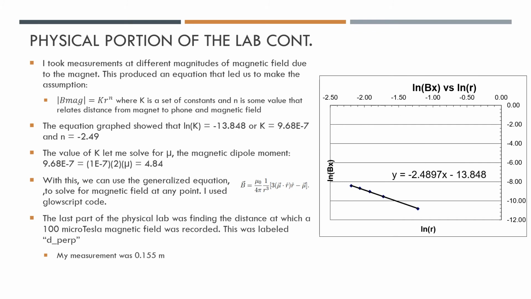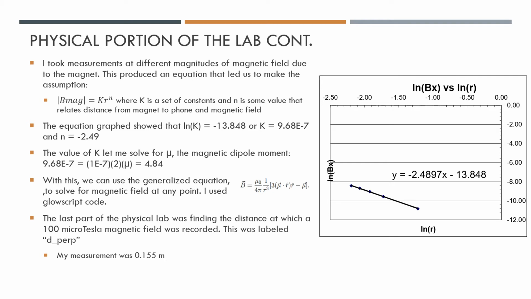To continue with the physical portion of the lab, we move into the more calculation-based side. At the beginning, I took measurements at different magnitudes of magnetic field due to the magnet. That's the only thing in the X direction, and you can tell the whole magnitude of the magnet will be in that X plane because it's moving on the east-west axis. This gave us the equation that the magnetic field created was B = k r^n, where k is a set of constants and n is some value that relates distance from the magnet to the phone and the magnetic field.